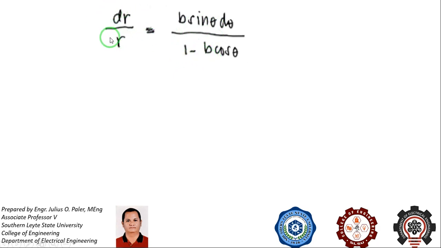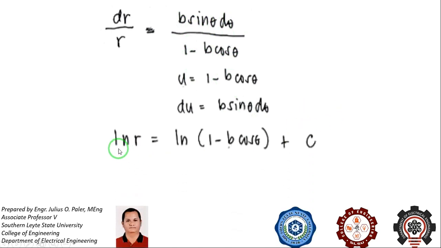Now by inspection, the left side is an integral leading to logarithm, and since the right side is of the same form, we will check if indeed this integral will also lead to logarithm. We let our denominator be u, and getting the differential of that will give us b sine theta d theta, which is actually our numerator. So indeed, this integral will also lead us to logarithm. Integrating both sides of the equation will give us ln of r is equal to ln of the quantity 1 minus b cosine theta plus c.